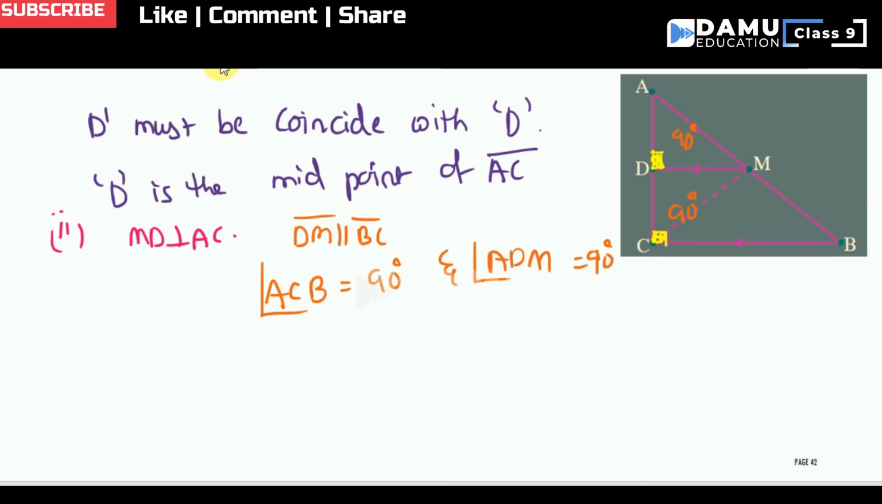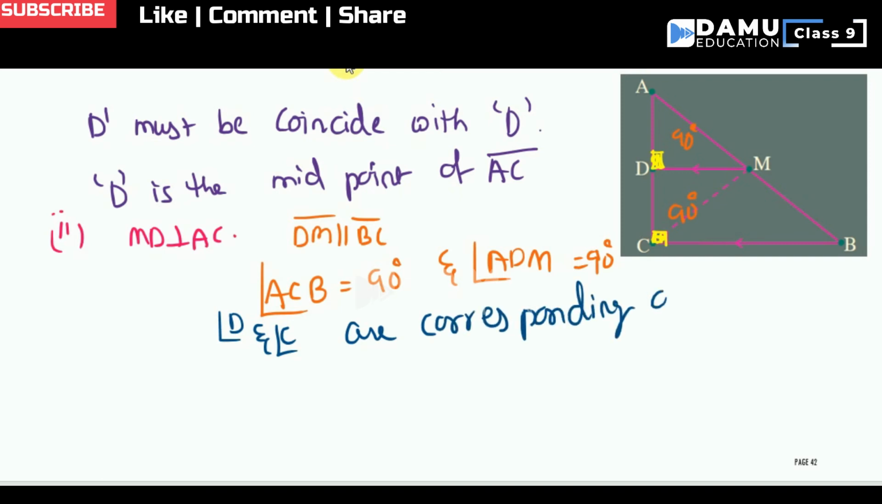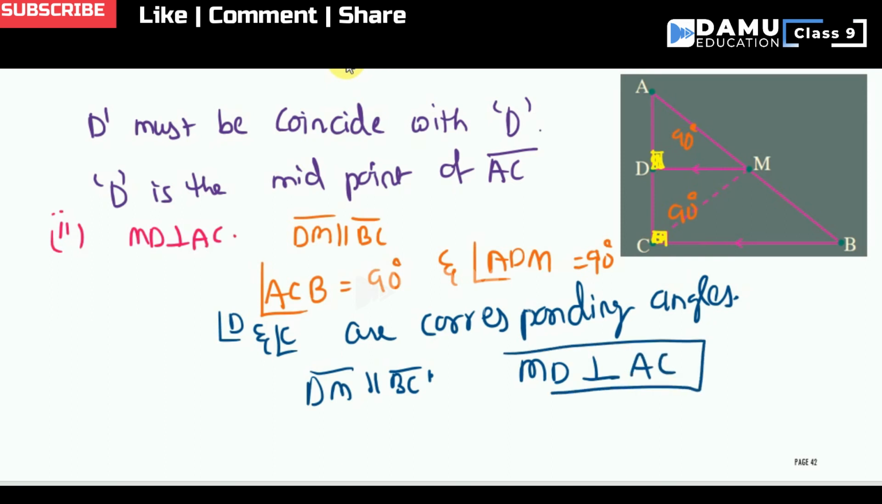Then angle ADM is also equal to 90 degrees. Both angles are corresponding angles: angle D and angle C are corresponding angles, with DC as the transversal and DM parallel to BC. For that, we can write MD is perpendicular to AC. Like this, we need to show.